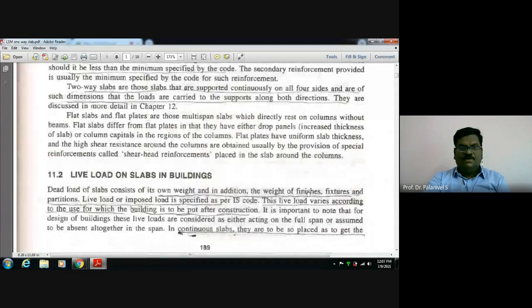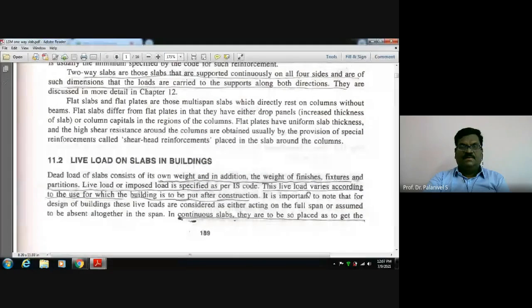Now I will go to live load on slab in buildings. Actually, the dead load of a slab consists of its own weight, no doubt, and in addition the weight of finishes and fixtures or partitions, whatever it is; they are dead weight. Not only the own weight of the slab, but also the finishes, because we do tiling, plastering and other finishes, and partitions kept on it. All of these are included in dead weight.